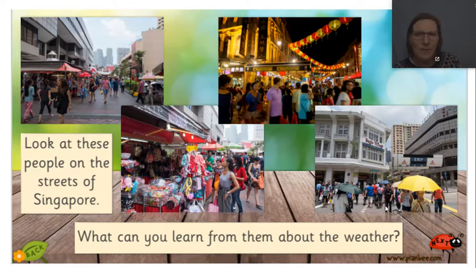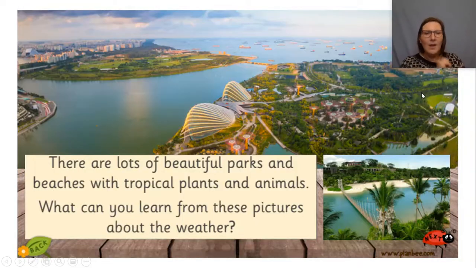Let's find out some more information about Singapore. There are lots of beautiful parks and beaches with tropical plants and animals. So let's have a look here. What can we learn about Singapore from this picture? Well, I can see lots of lush green land, lots of plants all along here, lots of trees growing. It looks like it gets watered very well.